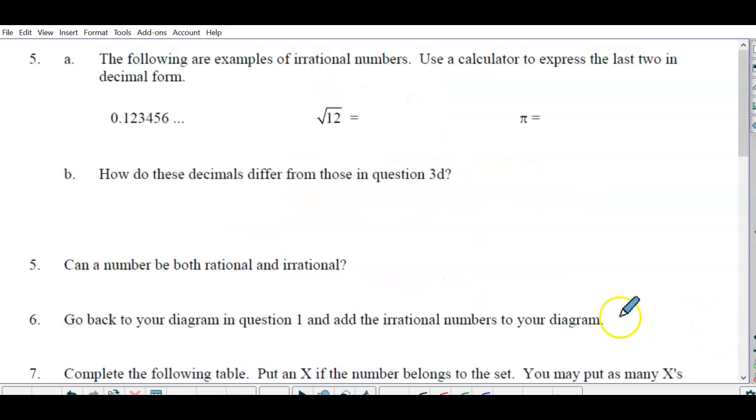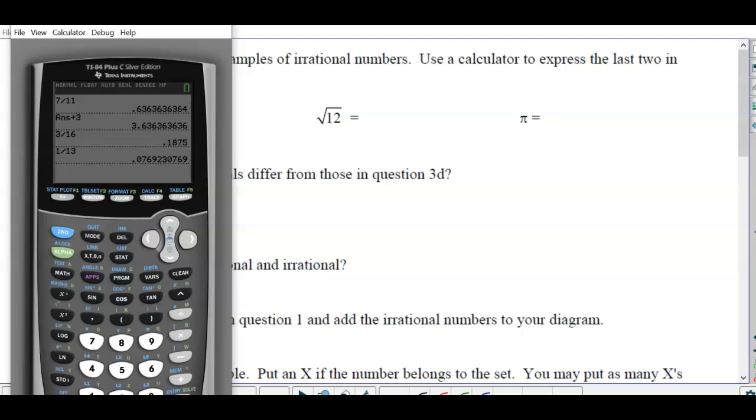Okay, let's take a look at the next part. Question 5, the following are examples of irrational numbers. Use a calculator to express the last two in decimal form. So you can see there is a pattern, but it's not repeating. And we have dot, dot, dot, so we don't know what comes. We can't assume anything because there's no pattern to know what's going to repeat. So we have to assume that it's not repeating. And then root 12.